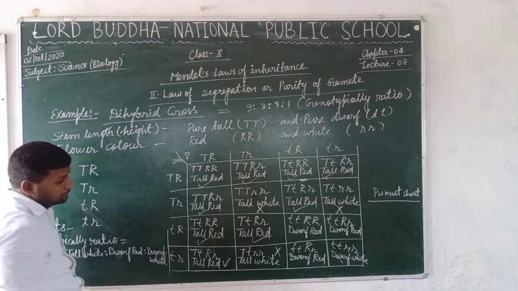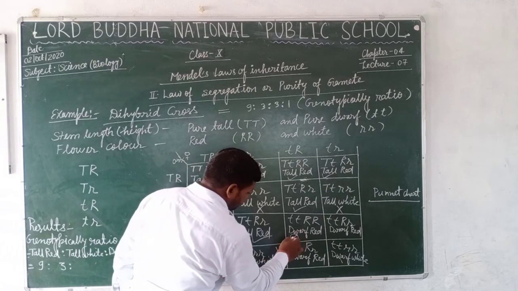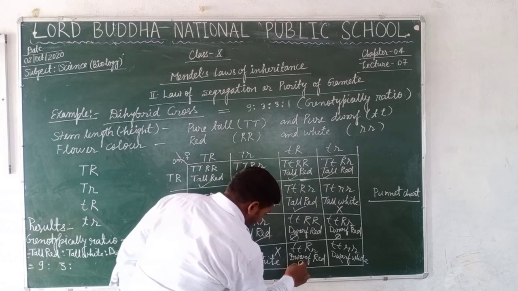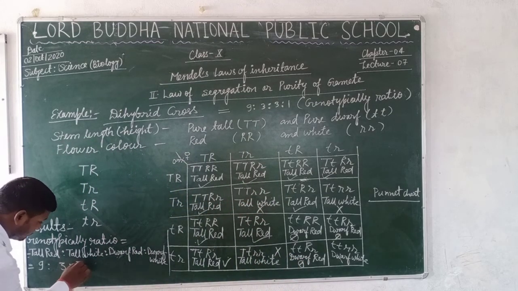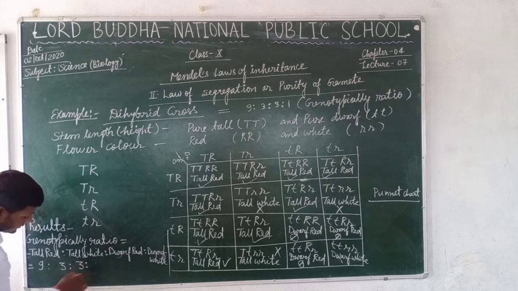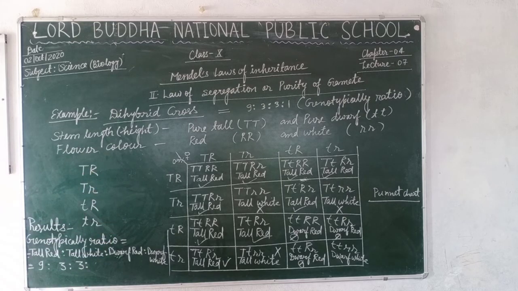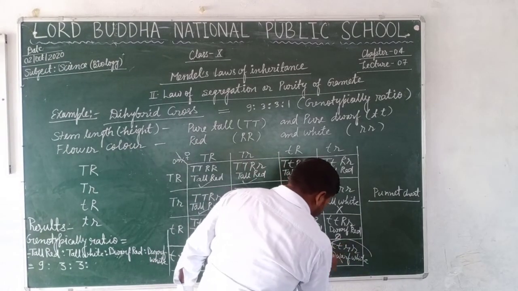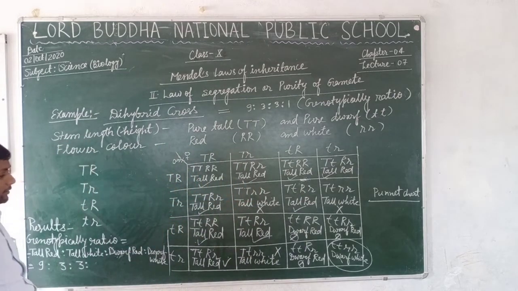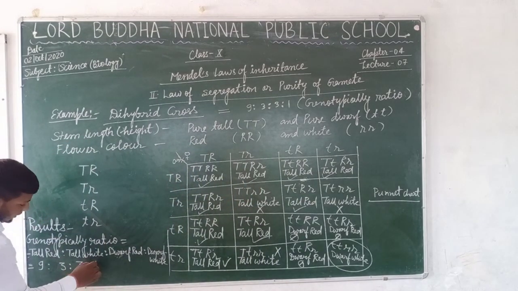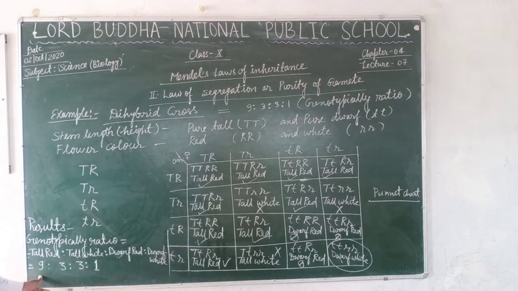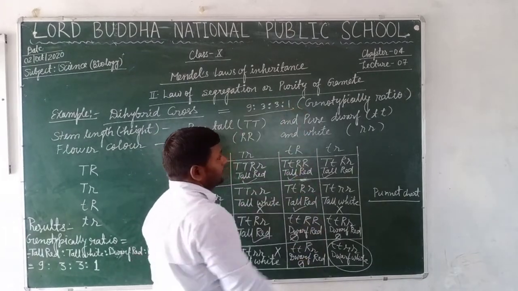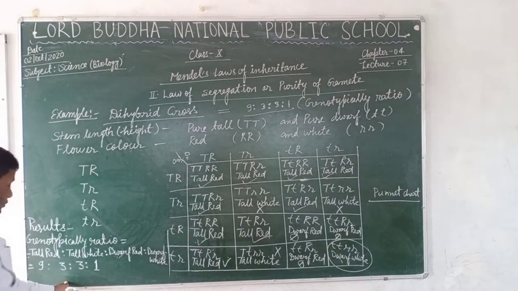Now dwarf red. This is the dwarf red, and this is also dwarf red. So students, how many dwarf red individuals are found in the multiplication box? 3. And the only one having the recessive traits is dwarf white, and this is the single one. So students, the diagonal cross ratio 9:3:3:1 is obtained.